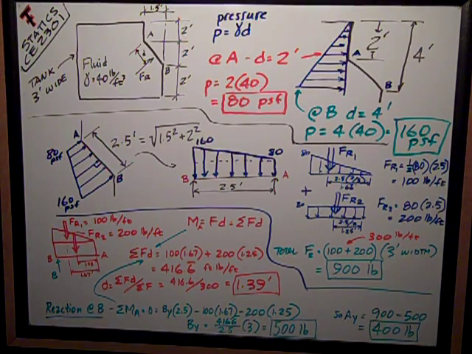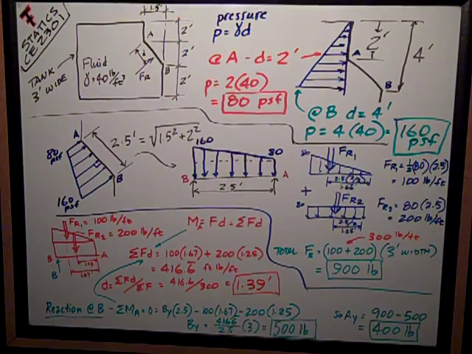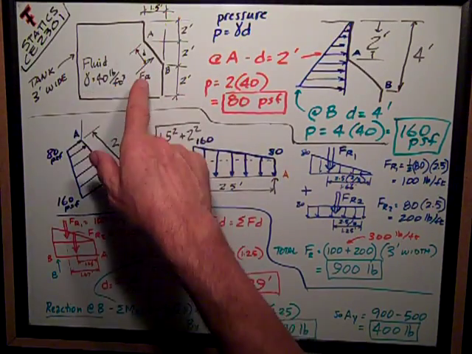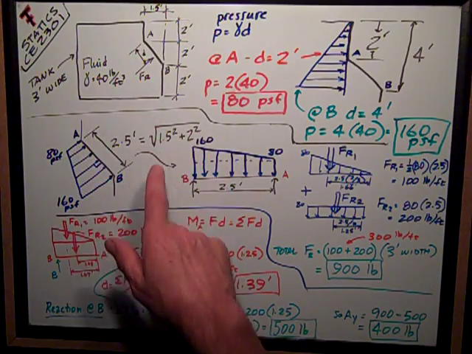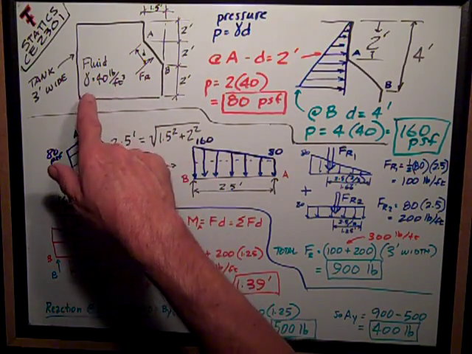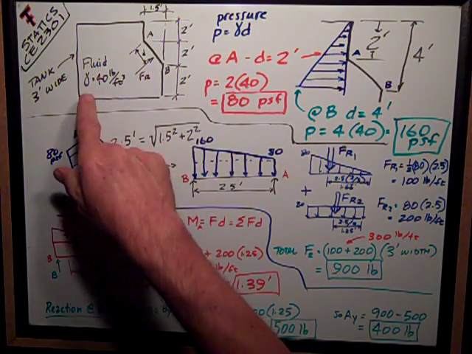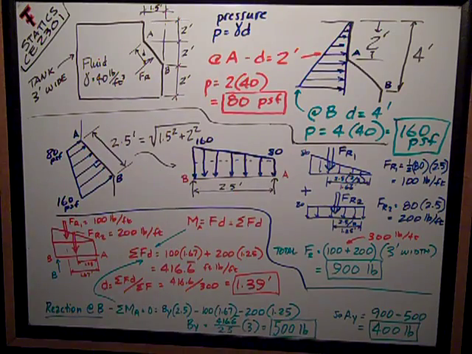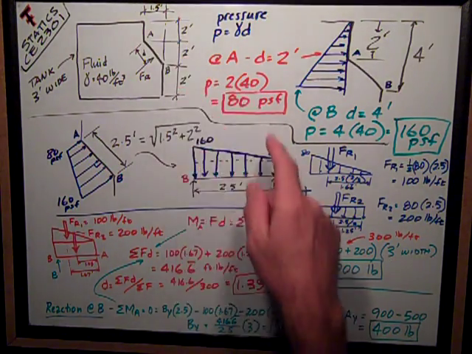This is a fluid pressure problem, and what we have here is a tank that's 3 feet wide coming out of the page, and these are the dimensions of it. And I have the sloping surface A to B that I'm going to focus on in the problem. The fluid has a specific gravity of 40 pounds per cubic foot. And these are the dimensions.